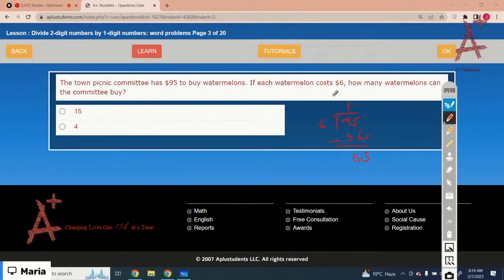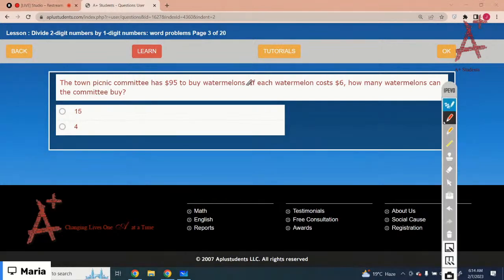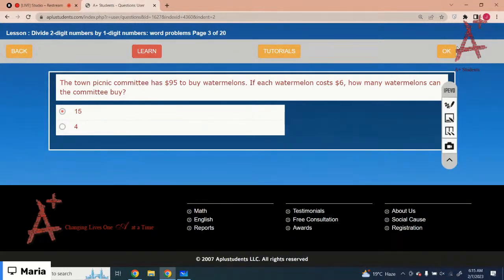6 times 1 is 6. Wait, let me just divide again. 95 divided by 6. I know I made a mistake. 6 times 1 is 6. 9 take away 6 is 3 and 5. 6 times 5 is 30. That means you have a remainder of 5, but that means the committee can buy 15 watermelons. Got it? So just select the correct option, then click on the OK button.